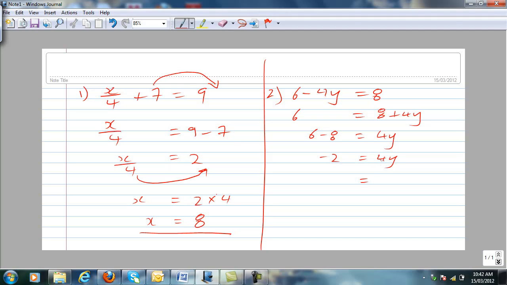Now I'll take the 4 from the right to left, swapping sides. 4 is multiplied, we've got to divide by 4. So it becomes negative 2 divided by 4, which is the same as negative 2 upon 4 as a fraction. If you simplify that, it's negative half.